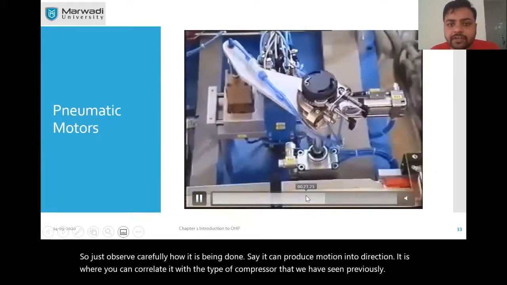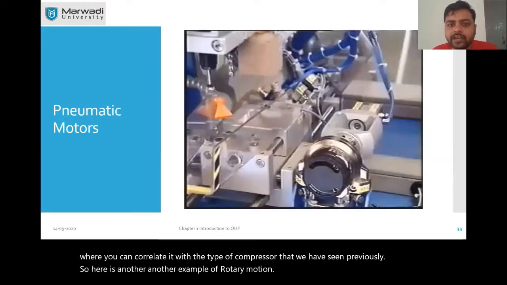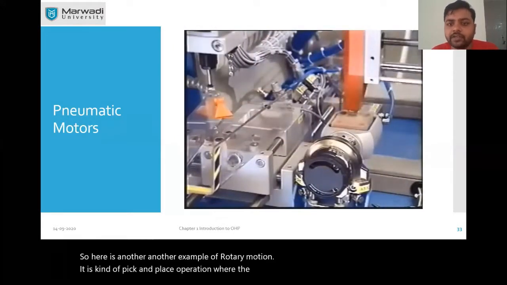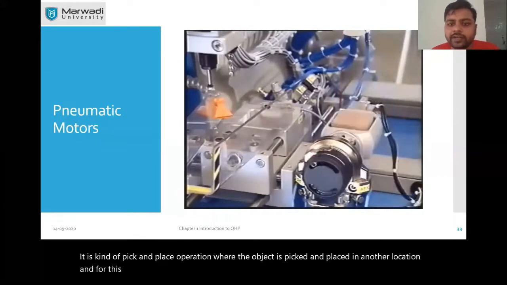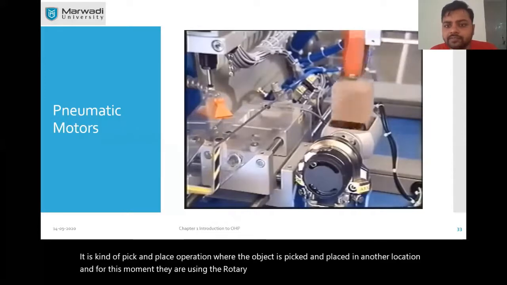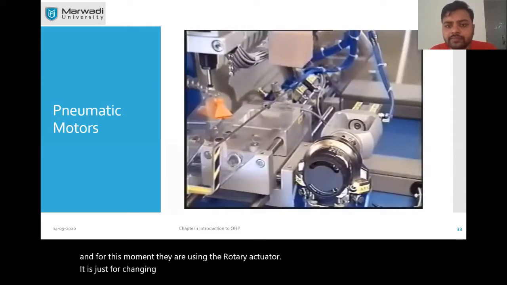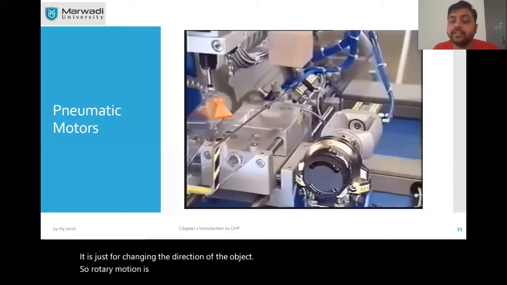So here is another example of rotary motion. Okay, it is a kind of pick and place operation where the object is picked and placed in another location, and for this movement they are using the rotary actuator, right? It is just for changing the direction of the object, correct? So rotary motion is also required a number of times in industrial applications, okay.